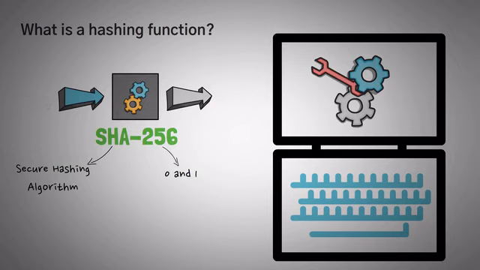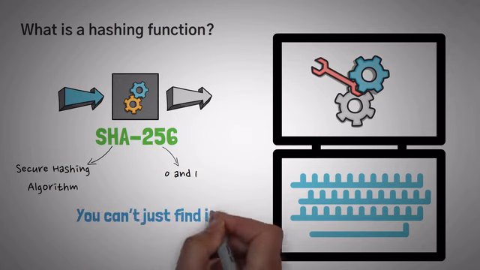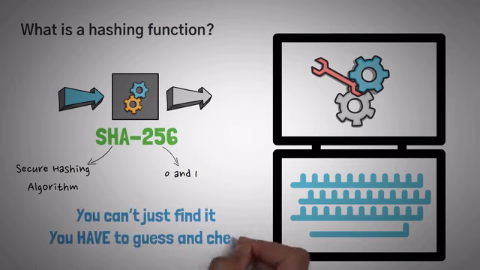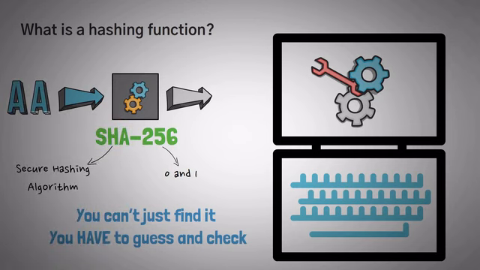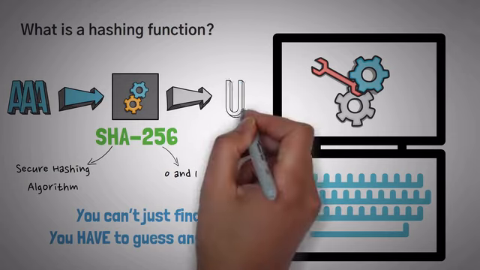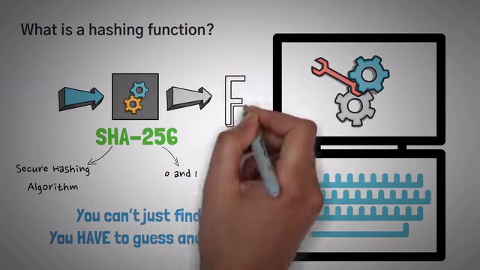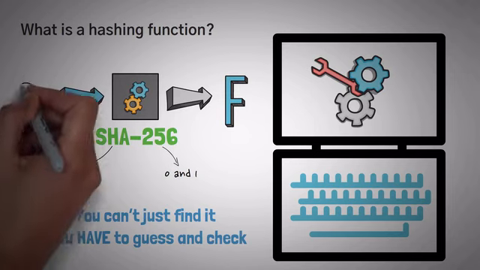But essentially, with hashing functions, you need to know three main things. Number one, you can't find the input of a hash, you have to guess and check. So if you give it A, it will give you D. Then if you give it AA, it'll give you J. And then if you give it AAA, it'll give you U. Imagine if you wanted to find out what gave you an F. You'd have to just keep adding more A's until you found it.